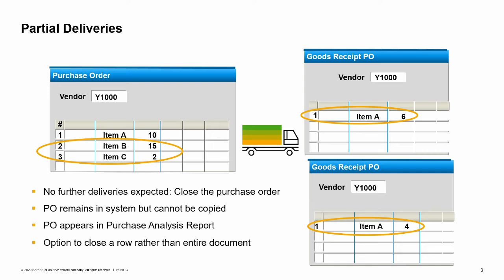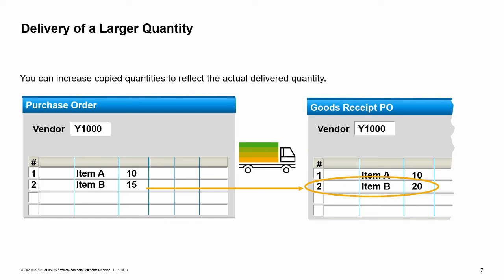You can also choose to close a particular row rather than the entire document. Sometimes vendors deliver too great a quantity for an item. When you refer to a purchase order document while entering a goods receipt, you can increase the copied quantity to reflect the actual delivered quantity.